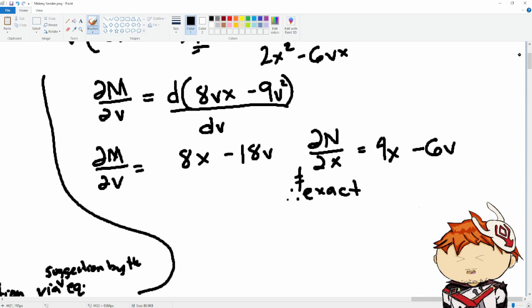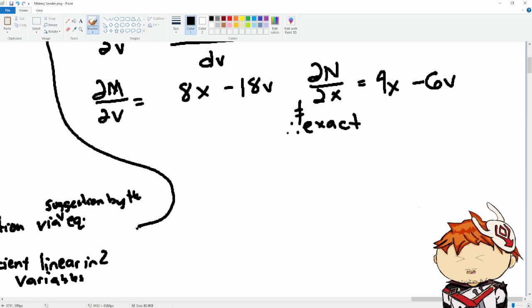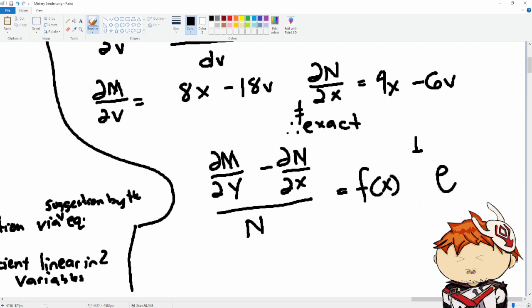And to turn it to exact, if we're solving for non-exact made exact, we're gonna have another lesson inside problem solving. We have two theorems. We basically subtract the differential of n with respect to y from the differential of m with respect to x, and if you divide it by n, it needs to be f of x. And we find the integrating factor by e to the integral of f of x dx. Okay, f of x needs to contain x variables only.